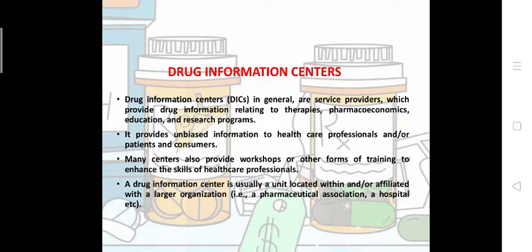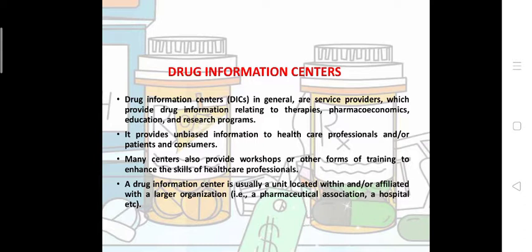Okay. So a drug information center is generally a service provider which provides drug information relating to therapies, pharmacoeconomics, education, research. It provides the information to healthcare professionals, patients and consumers. So many centers provide workshop forms of training to enhance the skill of the healthcare professionals. जैसे कि हमने पहले ही पढ़ा था ऑब्जेक्टिव में कि कुछ प्रोग्राम्स भी वो कंडक्ट करते हैं to enhance the skills of that healthcare professional.